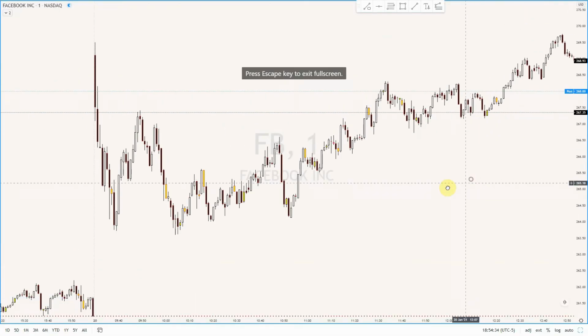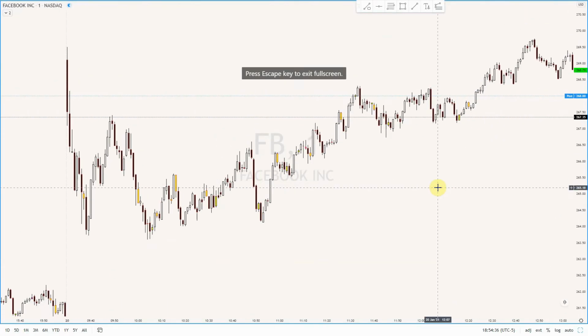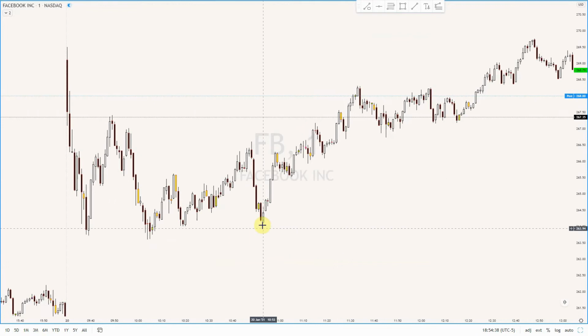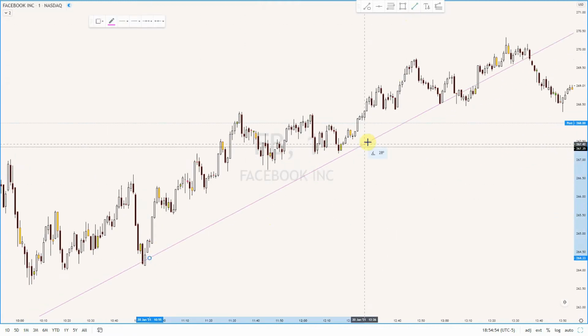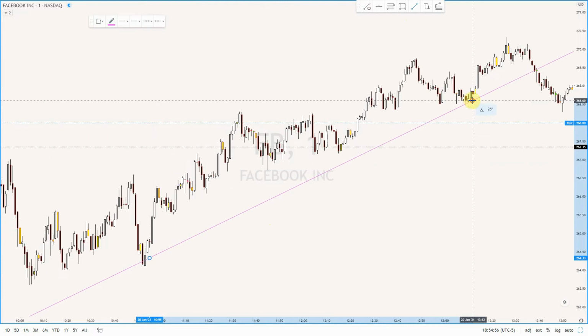So you mentioned that your ideal entry is about 1210, I think it was, on the 1 minute, about here. Yes, that's what I was thinking. And where would you have added? Okay, perfect. So what I would have done is drawn my trend line like this.